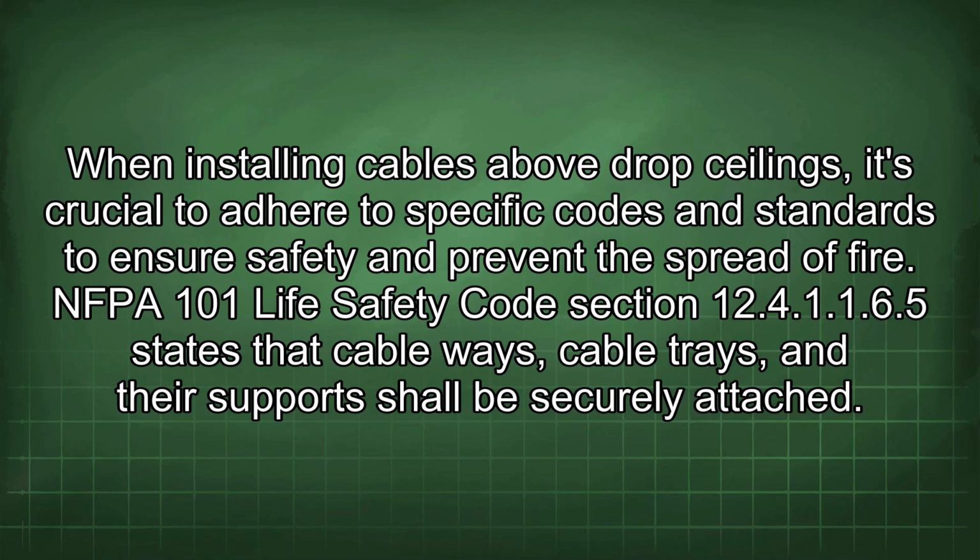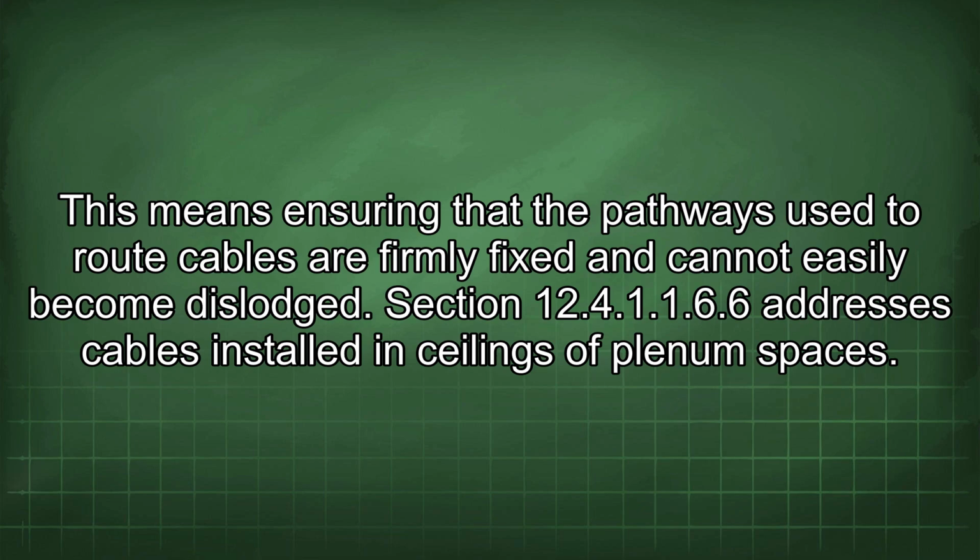When installing cables above drop ceilings, it's crucial to adhere to specific codes and standards to ensure safety and prevent the spread of fire. NFPA 101 Life Safety Code Section 12.4.1.16.5 states that cableways, cable trays, and their support shall be securely attached. This means ensuring that the pathways used to route cables are firmly fixed and cannot easily become dislodged.